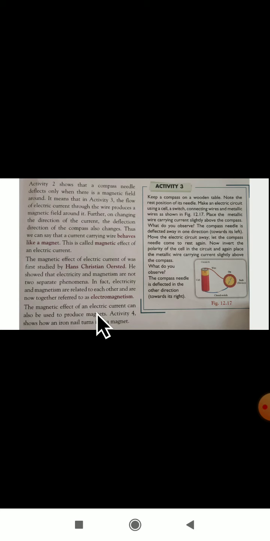The magnetic effect of an electric current can also be used to produce magnets. See here, the magnetic effect of electric current is used to produce magnets. You can observe in activity 4 here, it will show the nails turn into magnets. Dear students, this is about the magnetic effect of electric current.